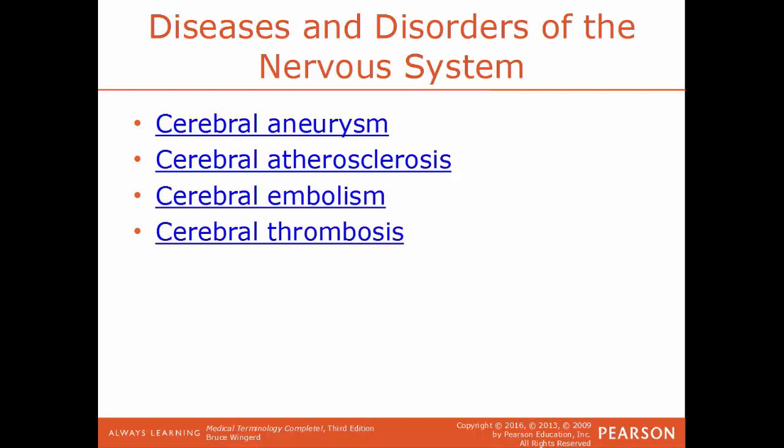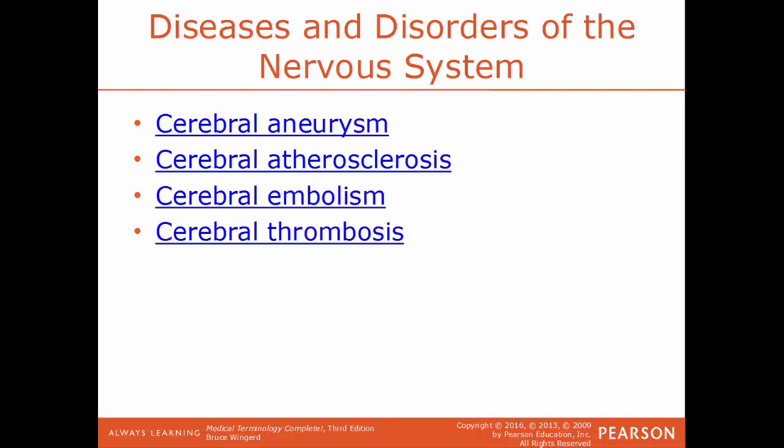Our next condition, cerebral atherosclerosis. Atherosclerosis in general is when you have a thickening or narrowing of a vessel due to the deposits of fatty materials called plaques. When this happens in the cerebrum, it's called cerebral atherosclerosis. Anytime that you block or obstruct a blood vessel, it's always a dangerous situation, but it's even more so when this happens inside the brain.